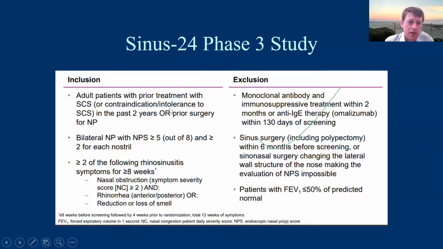So this was a study that looked at adult patients with prior treatment with systemic corticosteroids, or that had contraindications to or intolerance to systemic corticosteroids in the past 2 years, or prior surgery for nasal polyps. They also had to have a bilateral polyp score of at least 5. It had to be at least 2 for each nostril. So the omalizumab study was actually performed later than this, but similar design overall. And they also had to have symptoms of chronic sinusitis.